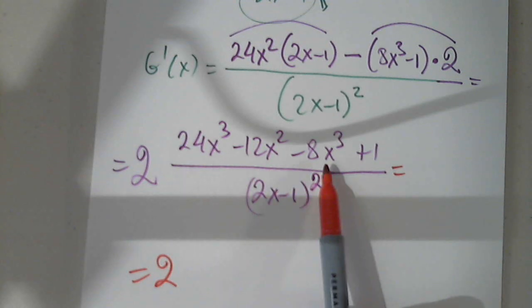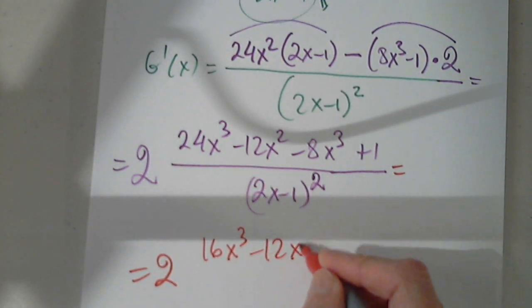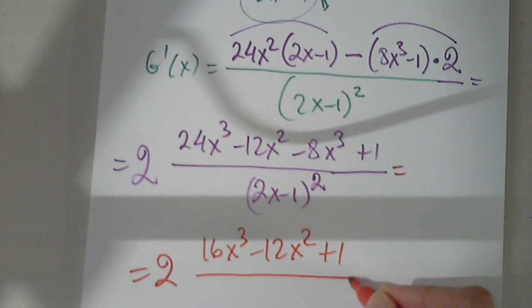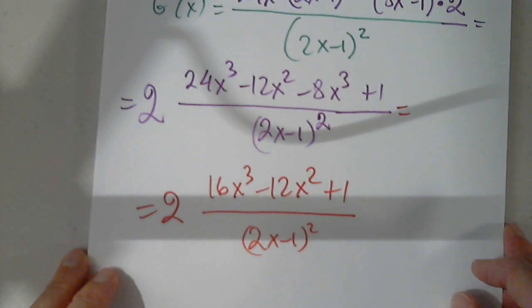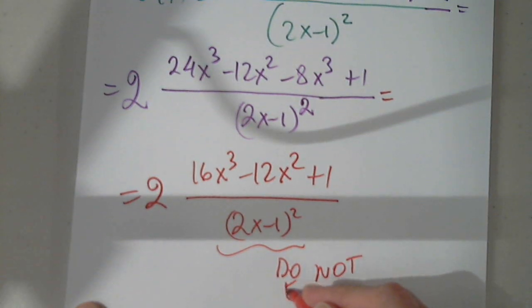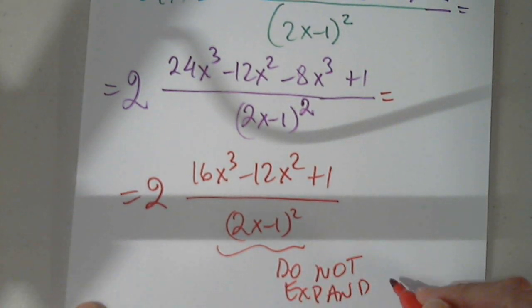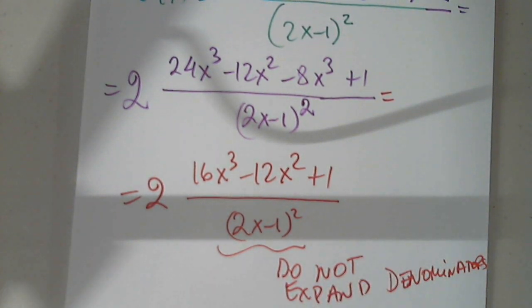So 24x cubed minus 8x cubed is 16x cubed, and then minus 12x squared, and then plus 1, and then 2x minus 1 in the denominator. Never expand the denominator. Do not expand denominators. If they're factors, if there is a squared of 2x minus 1 or something like that, do not expand them, please.